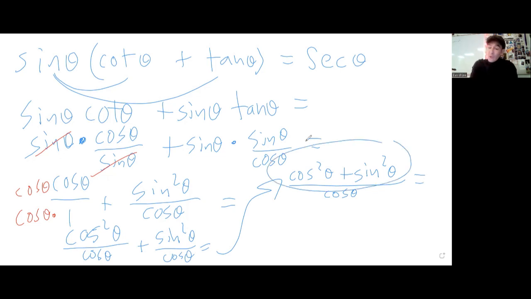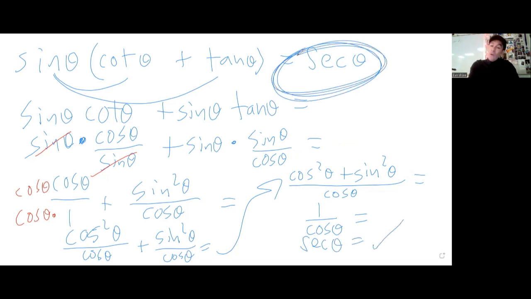Now look at this numerator. We know per our trig identities that sine squared plus cosine squared is 1. So we're left with 1 over cosine theta. And one of the definitions for 1 over cosine is literally secant of theta. So just check that off because it matches what it was supposed to match from the very get-go.